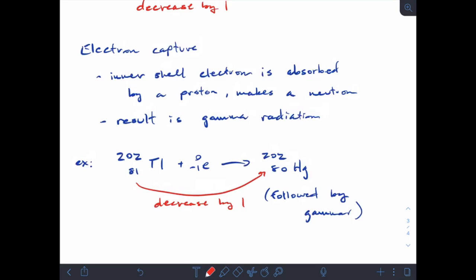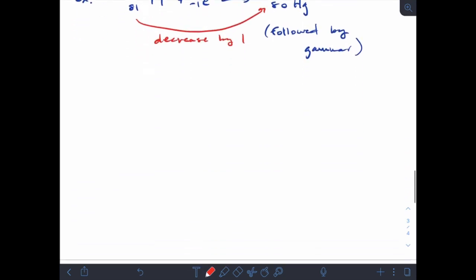So I promised we would talk about gamma rays. This is our last type of radiation, and it's the one that probably most people, through popular culture, have heard of. Gamma rays, the thing that makes the Incredible Hulk so incredible. Okay? So gamma rays are a type of electromagnetic radiation.